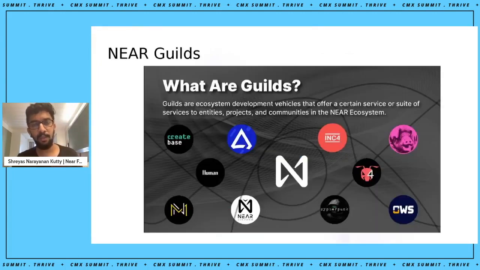So more concretely, I've mentioned Near guilds. What are guilds really, right? Near guilds are ecosystem development engines or vehicles that offer certain services or a suite of services to entities, projects, communities, or individuals in the Near ecosystem. So what would that look like?